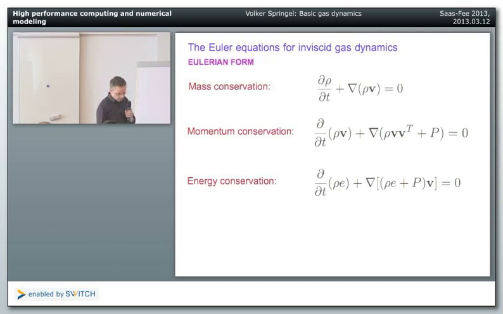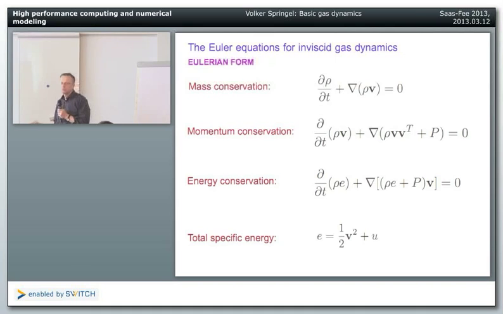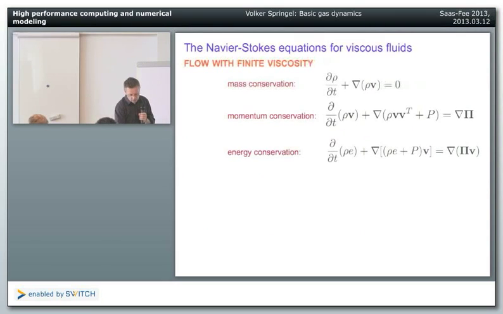And here you have a new symbol appearing, this little e here. This is now the total specific energy per unit mass, not only the thermal energy like that we had used in the Lagrangian form. Here it's more convenient to add in the kinetic energy per unit mass, and then you have the total specific energy per unit mass in these equations. Okay, so far so good. So these are the Euler equations.